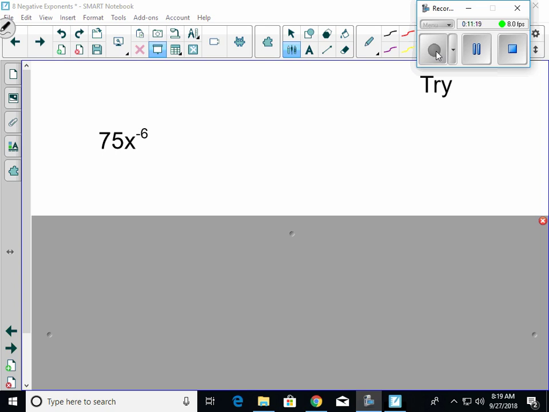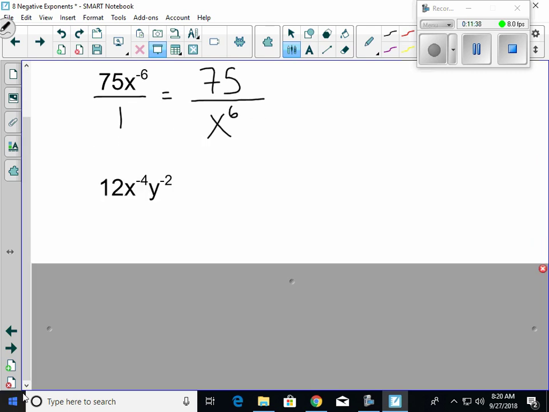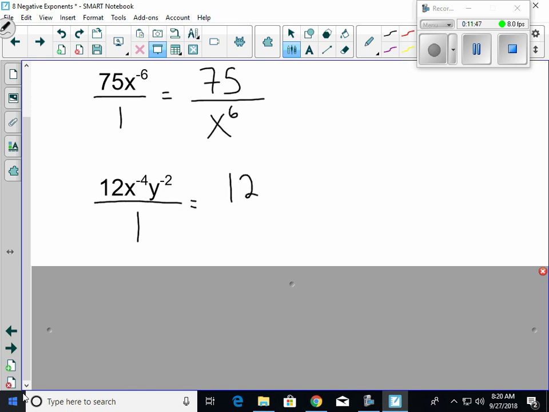Okay, here are some to try out. Okay, hopefully for this one you left the 75 in the numerator, but you moved the x, made it x to the 6th in your denominator. Try out this next one. Okay, the 12 should have stayed in your numerator, but the x to the negative 4 had to move to x to the positive 4, and the y to the negative 2 had to move and become y to the positive 2.